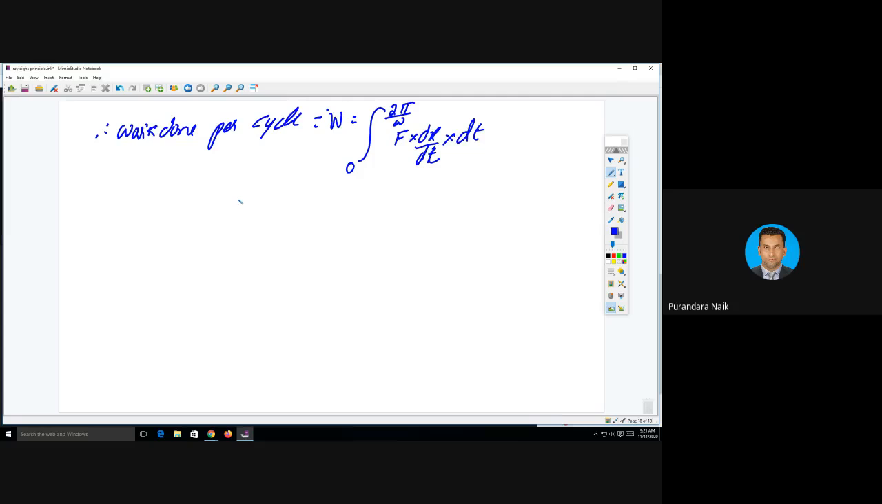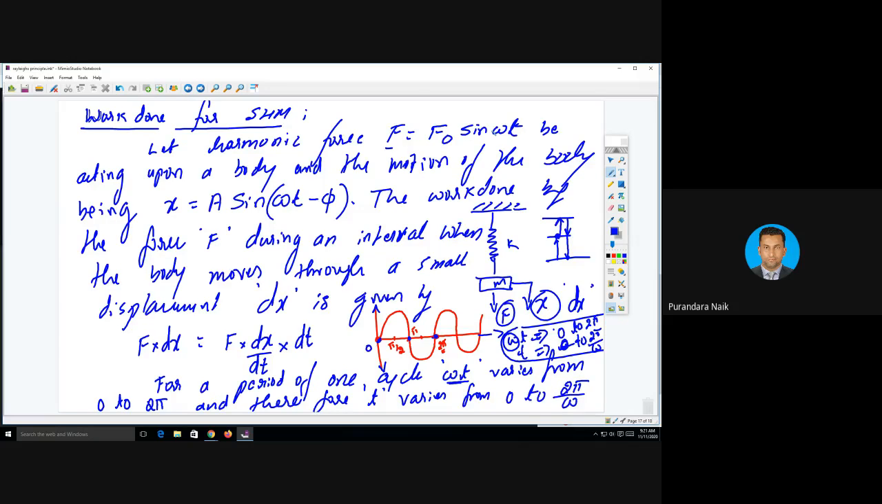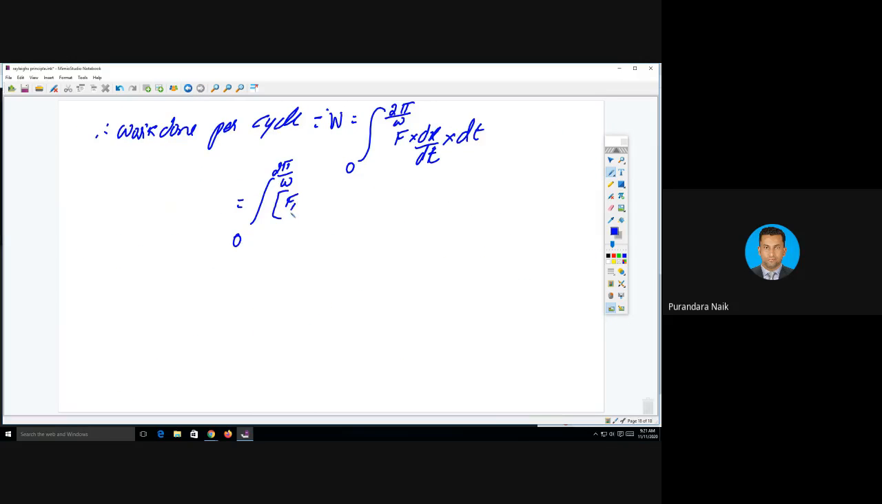It is equal to the integration from 0 to 2 pi by omega. Are you following or not? What is the value of F? See the previous slide. F is equal to F naught sine omega t.